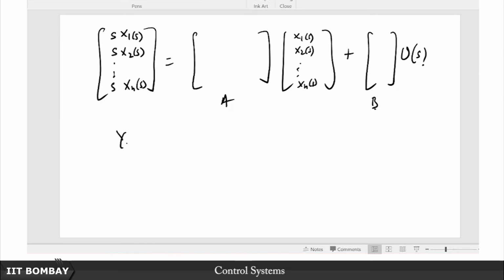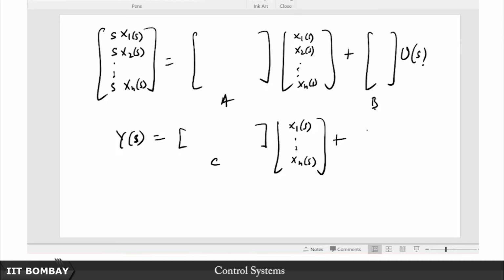What about the output? The output also we can take the Laplace transform. Again the C matrix does not change, so this is the C matrix, times X1(s) dot dot dot till Xn(s), plus this D, which is a scalar, times U(s).